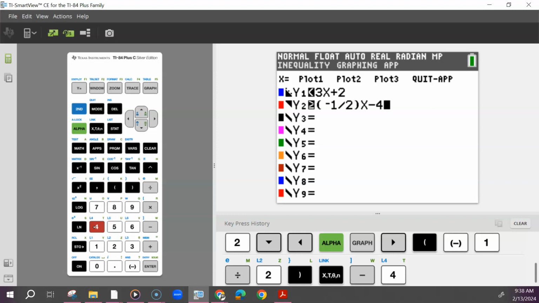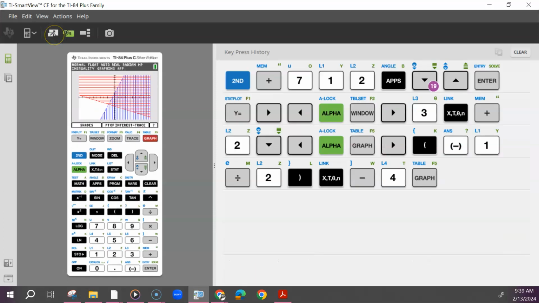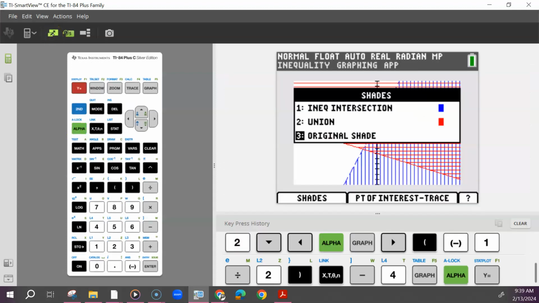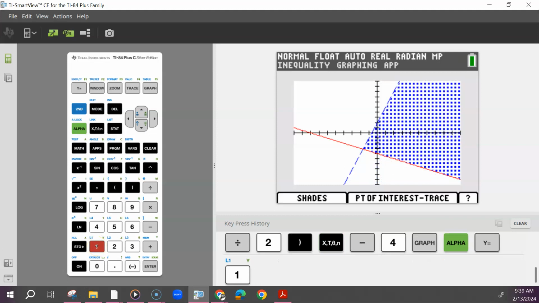Once you have both of those, go ahead and hit graph. Your lines will be in black and white, but mine you can see in color, and it should show you the overlapping region. In this button shades, if you hit alpha y equals, you'll see this menu pop up. So the original shade, that's what you just saw, the graph on top of the other graph and the overlapping. If you go into the number 1, you're able to see just the overlapping.